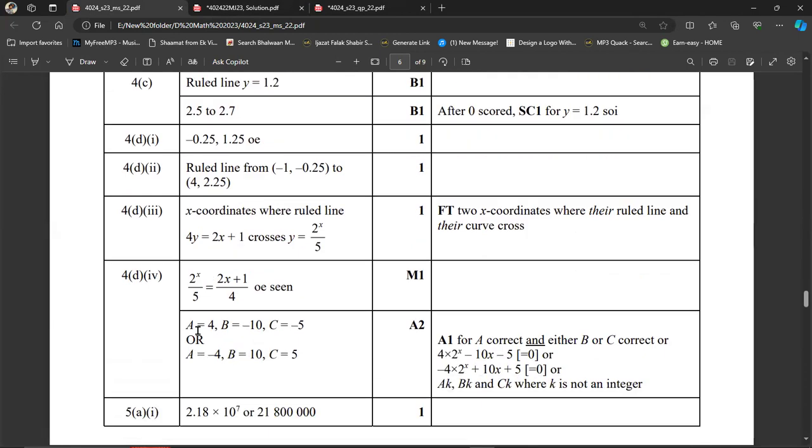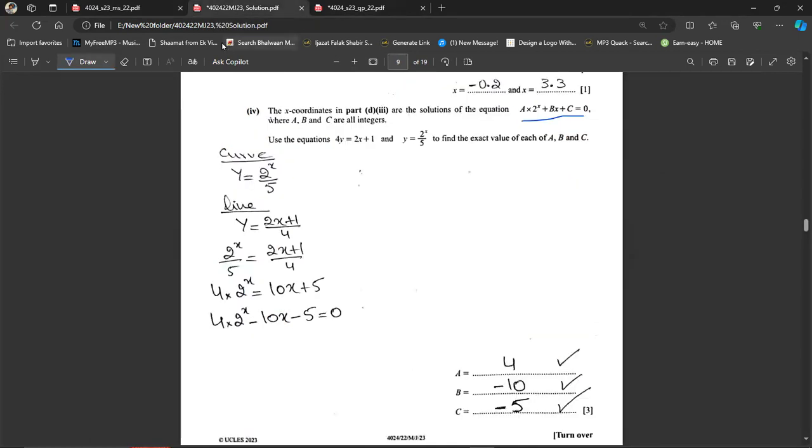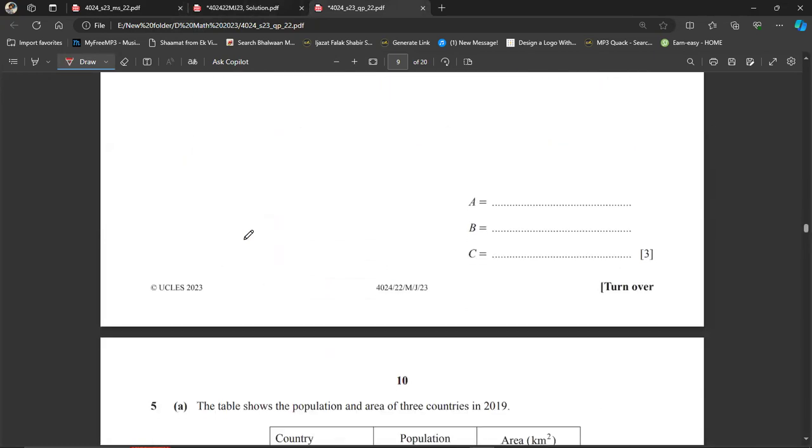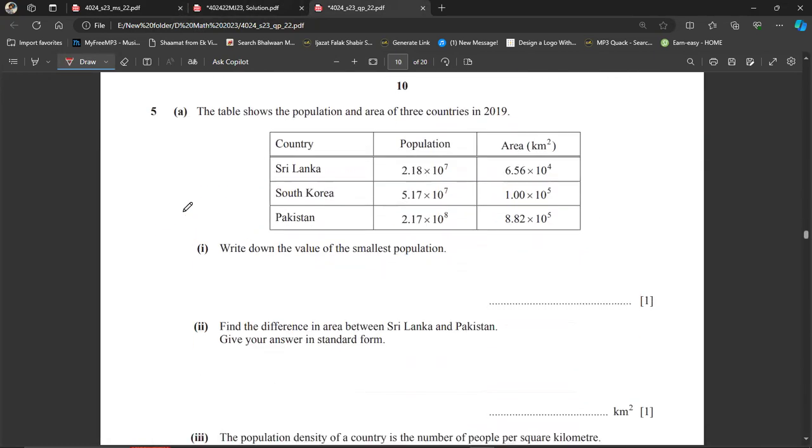So this is our answer. Hopefully you understand. It's a very famous question in which you find an equation. How do you get that equation? You have the equation of a curve and the equation of a line, and then you equate those equations with each other and make a new equation. So this is how it is done. I hope you understand. Now we are on question number 5.